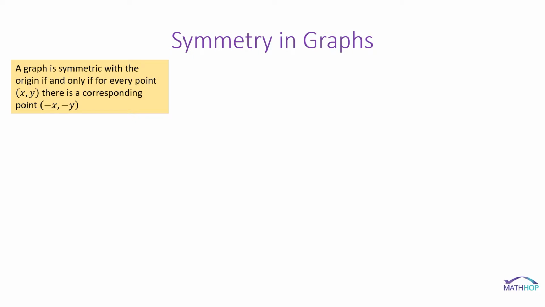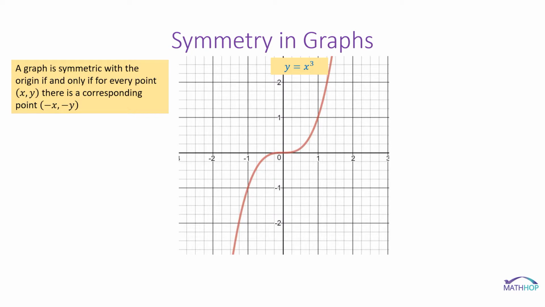A graph is symmetric with the origin if and only if for every point x, y there is a corresponding point negative x, negative y. So the most common one we see here is y equals x cubed. So let's look at this. We have the point 1, 1 and negative 1, negative 1. So x, y, negative x, negative y. What this tells us is that if we replace both x with negative x and y with negative y, we will get the same equation.